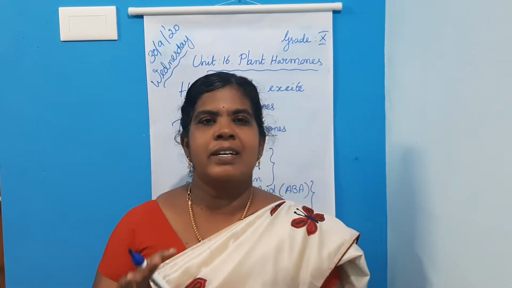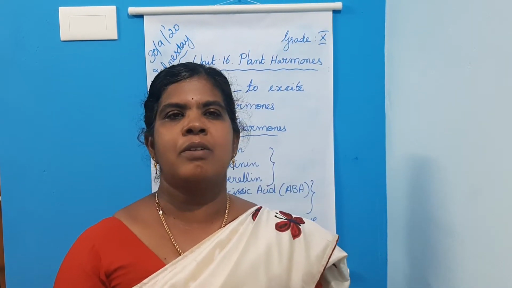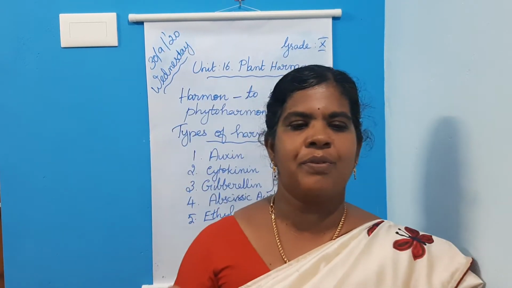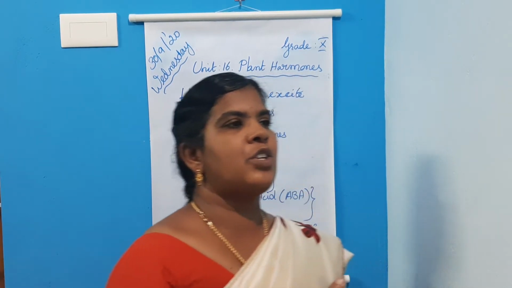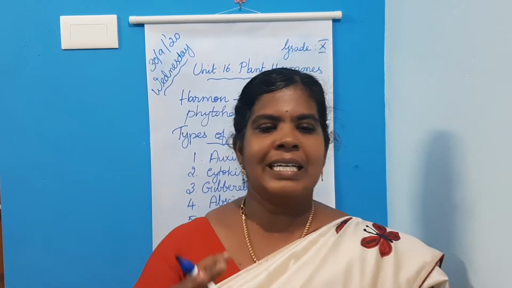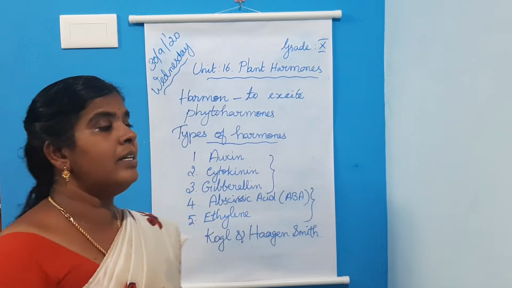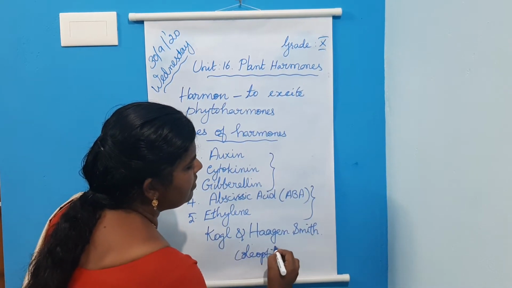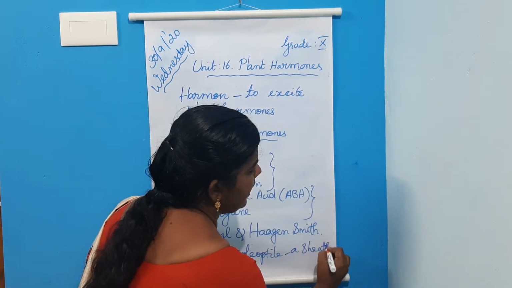Charles Darwin first observed the unilateral growth and curvature of canary grass, a type of grass, in the coleoptile. What do you mean by coleoptile? A sheath protecting the young shoot.